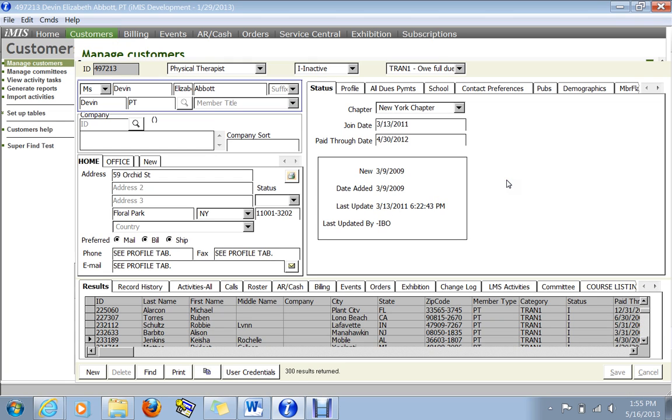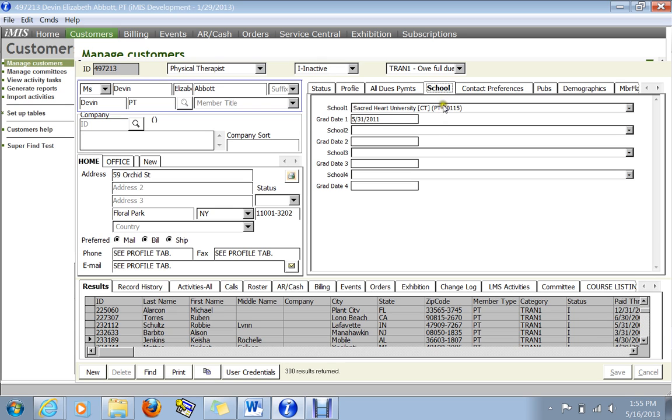Okay, let's look at another category. Let's say a person is in PT school and they graduate, and when they graduate, their record turns to a PT Tran. So for instance, in this case, the person graduated on May 31st, 2011.